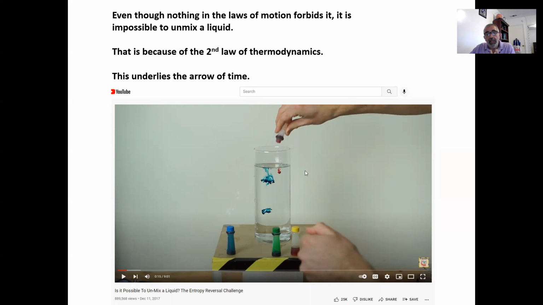And when the food color mixes into the water, we have increased the entropy of the system. This is a more orderly arrangement, but the colored water that is now homogeneously colored, like this cup, this is now a higher entropy system than when I first put the droplets in. So that's yet another way to think about entropy, is increasing disorder, and that the increase in disorder underlies the arrow of time.